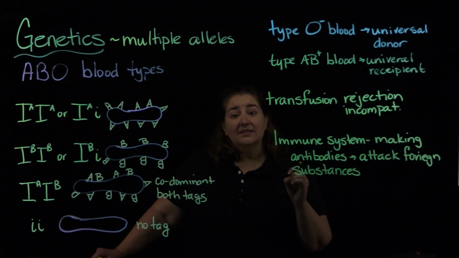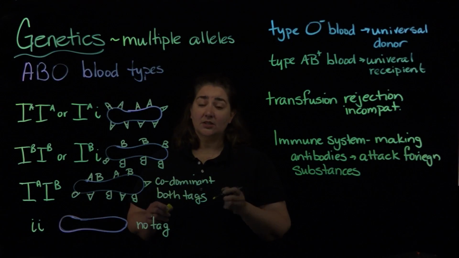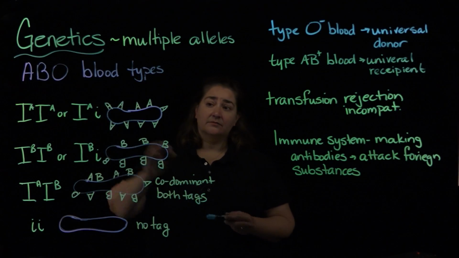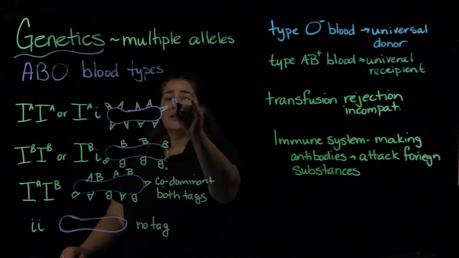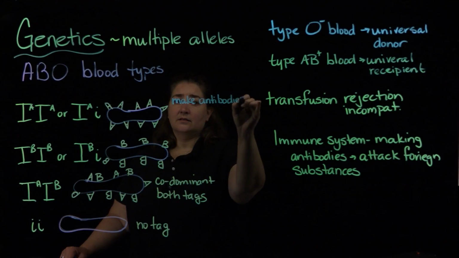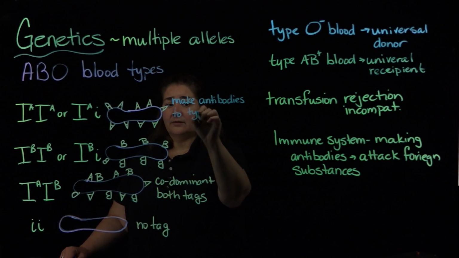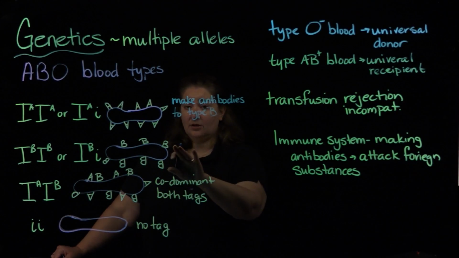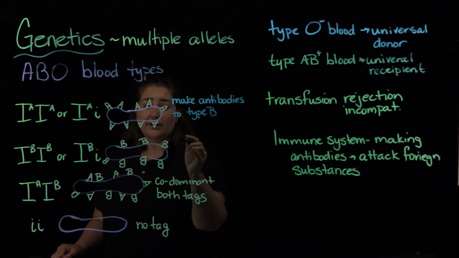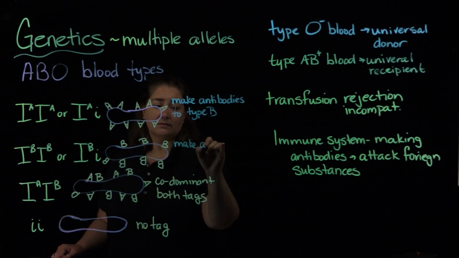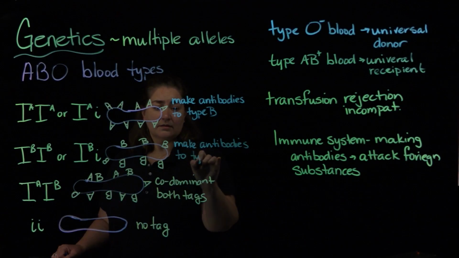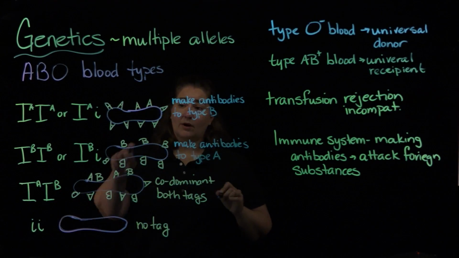So what's going to happen with each individual? If you have type A blood, folks who have type A blood will make antibodies to type B blood, to the protein or the carbohydrate that's associated with the B. If you have type B blood, they are going to make antibodies to type A, that carbohydrate that makes up type A.